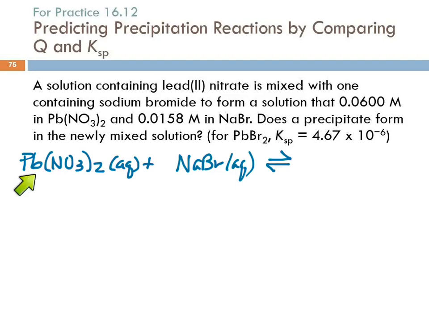So what we're going to do is take the Pb and the Br and put those together. We're switching partners, double replacement, and put the sodium with the nitrate. So we would end up with PbBr2 plus sodium nitrate.